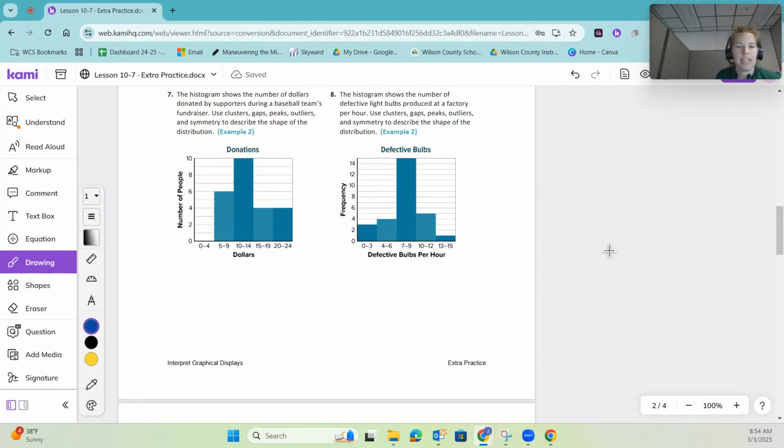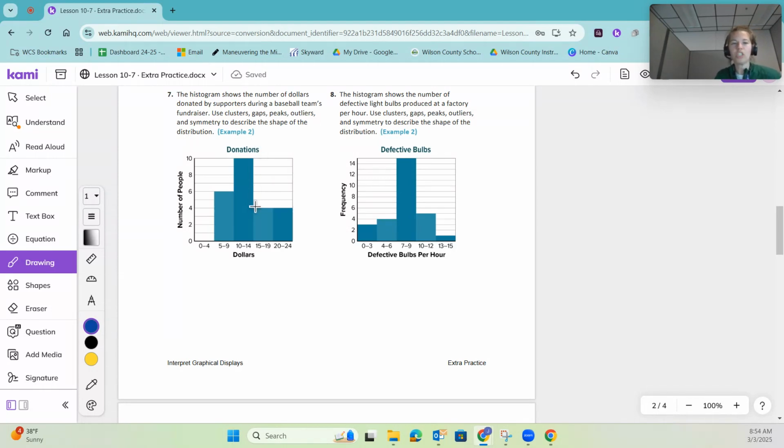Next, we're going to take a look at histograms. The histogram shows the number of dollars donated by supporters during a baseball team's fundraiser. Use clusters, gaps, peaks, outliers, and symmetry to describe the shape of the distribution.